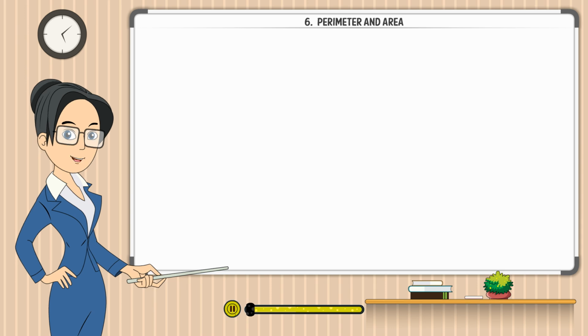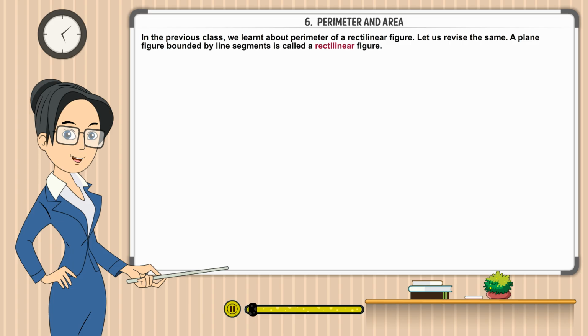Chapter 6, Perimeter and Area. In the previous class, we learnt about perimeter of a rectilinear figure. Let us revise the same. A plane figure bounded by line segments is called a rectilinear figure.